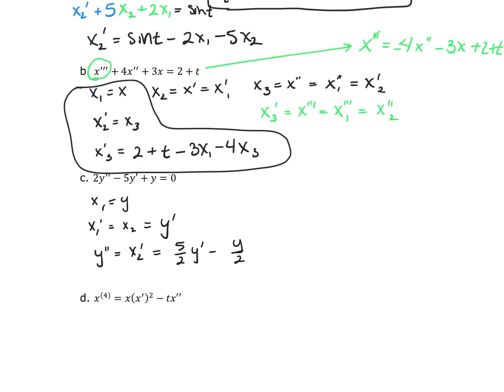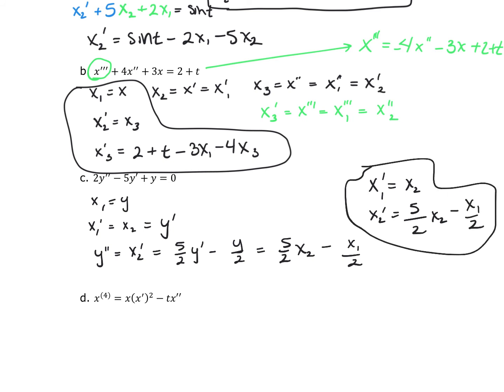Now I'm going to go ahead and do my replacements. My 5 over 2 y prime, where y prime is x sub 2, becomes 5 over 2 x sub 2, minus my y, which is x sub 1, divided by 2. So these are my equations. If you got lost, let me give you the equations. My equations are x sub 1 prime is equal to x sub 2. x sub 2 prime is then equal to 5 over 2 x sub 2 minus x sub 1 over 2. Those are my two equations.